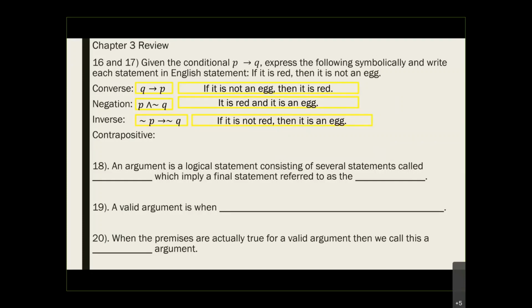And what about the contrapositive? The contrapositive is basically you flip them, changing the position, and then you negate both of them. Or you just take the inverse and flip it. You take the converse of the inverse. So looking at this, if you take the converse of the inverse, the contrapositive will be, if it is an egg, then it is not red.